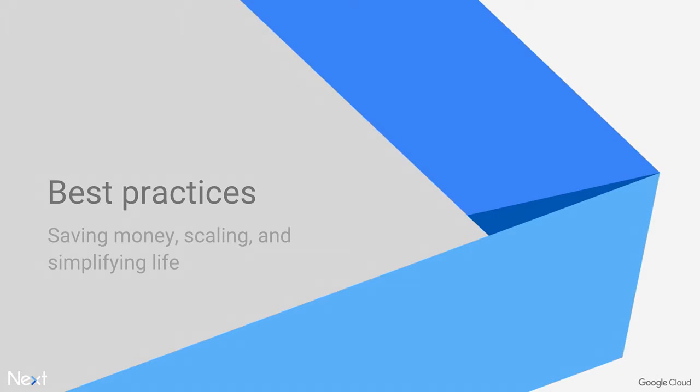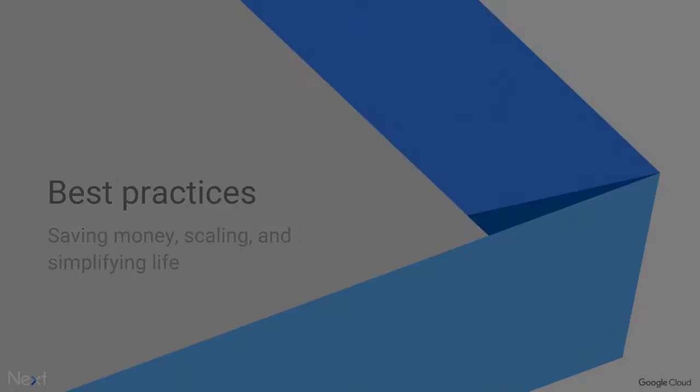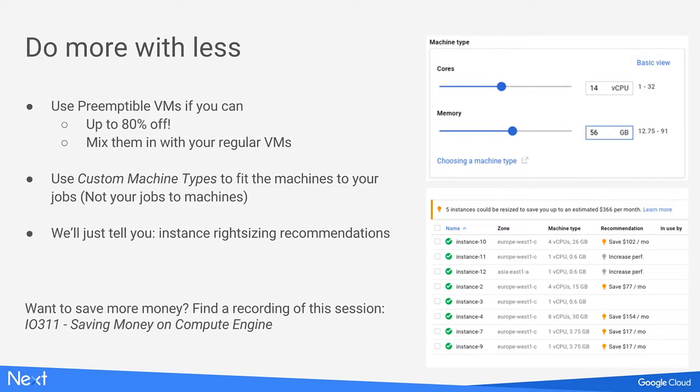All right, let's talk about some best practices on cloud. How do you save money? How do you scale? And how do you simplify your life? Let's talk about saving money first. So as I mentioned a couple of times, do use preemptible VMs if you can. It makes sense. They're 80% off. You mix them with your regular VMs, and you make good progress that way.